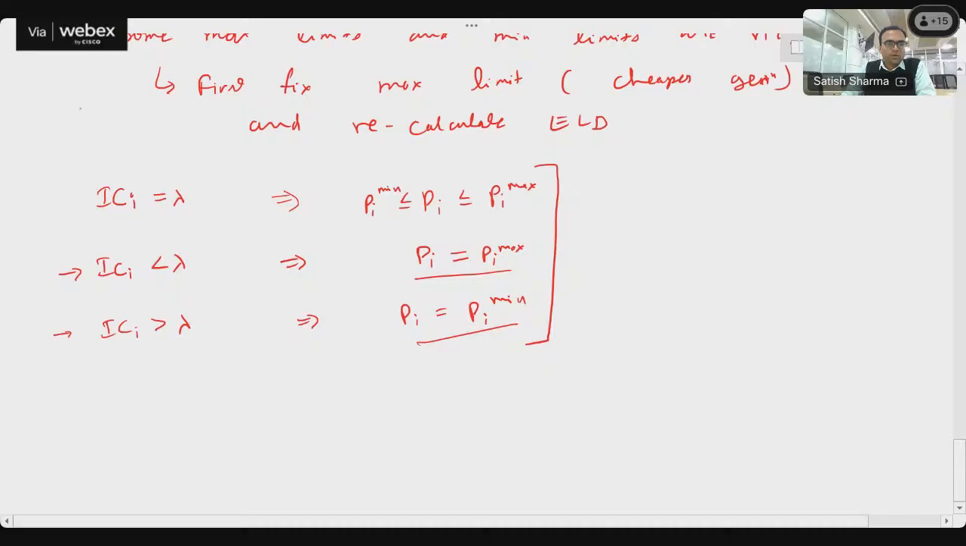We basically started the economic load dispatch problem earlier, and let's take an example. Let's assume there are two generators, and let's say the cost functions are 0.006 P1 squared plus 2 P1.